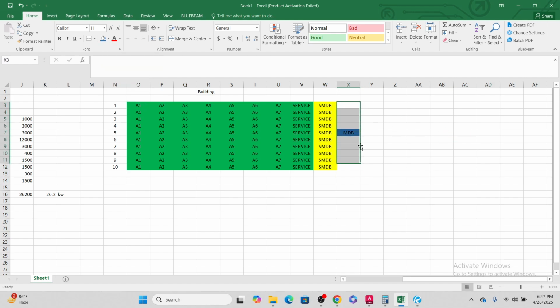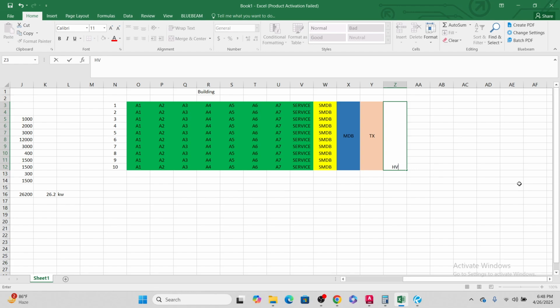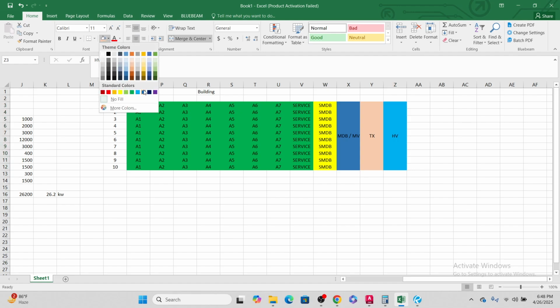So this one I have to make bigger, because it's all connected to here. Okay. This MDB is connected to one transformer, that's TX. So let's do it like this, in a different color. This transformer will connect to HV. You can call this an MDB or MV panel. So this HV, a different color. And like this. So let's say I have 3 buildings like this.